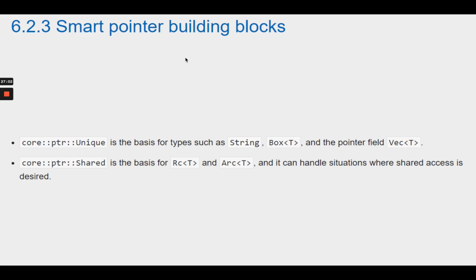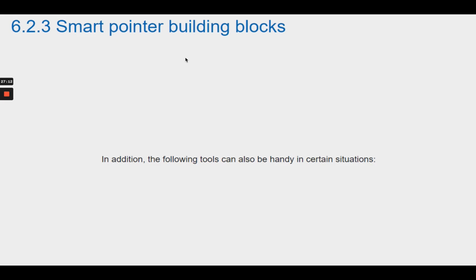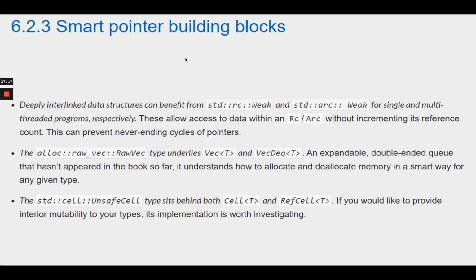core::ptr::Shared is the basis for Rc<T> and Arc<T>, and it can handle situations where shared access is desired. In addition, the following tools can be handy in certain situations. Deeply interlinked data structures can benefit from std::rc::Weak and std::sync::Weak for single and multi-threaded programs respectively. These allow access to data within Rc or Arc without incrementing its reference count. This can prevent never-ending cycles of pointers.